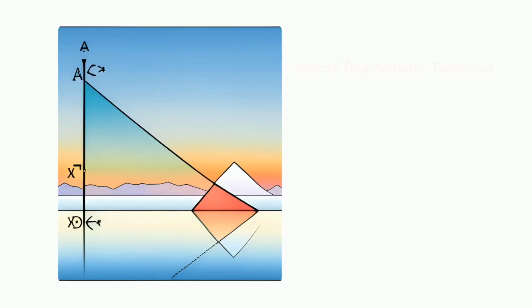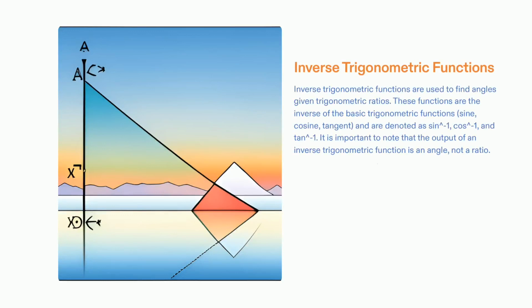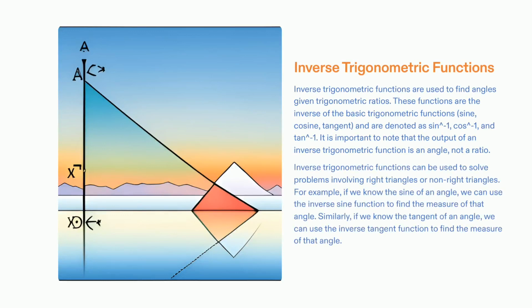Inverse trigonometric functions enable us to work out the angles in a triangle when we only know the ratios between the sides. These functions are the reverse of the basic trigonometric functions, such as sine, cosine and tangent. They are useful in tackling issues connected to right triangles and non-right triangles. As an example, when we know the sine of an angle, we can apply the inverse sine function to get its measure. Similarly, when we know the tangent of an angle, we can use the inverse tangent function to calculate the measure of that angle.